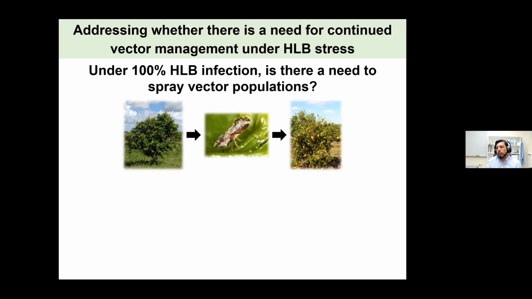And now one of the questions was addressing whether there is a need for continued vector management under HLB stress. Approximately 95 to 100% of the citrus trees in central Florida are infected with Psilas. So if that is the case, is there a need to spray the vector population? Because if the trees already have the bacteria, is there any reason for us to apply any pesticide?